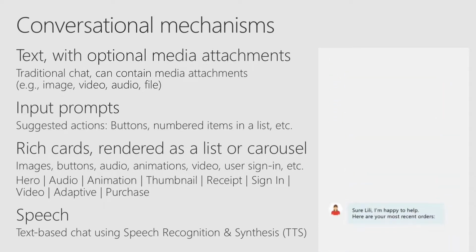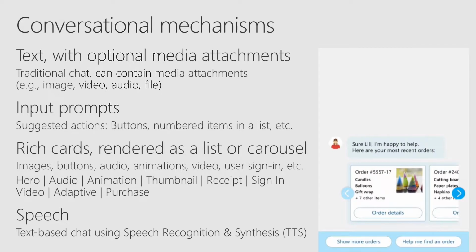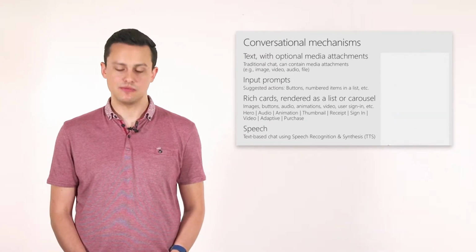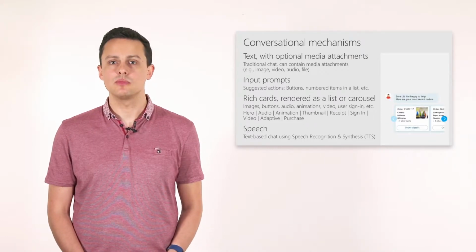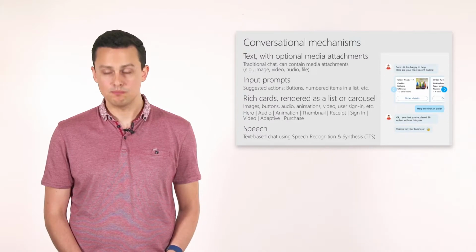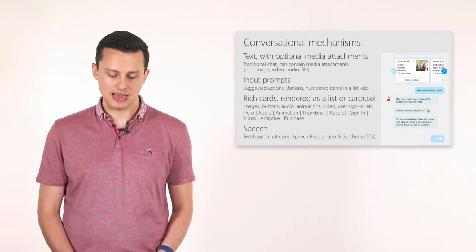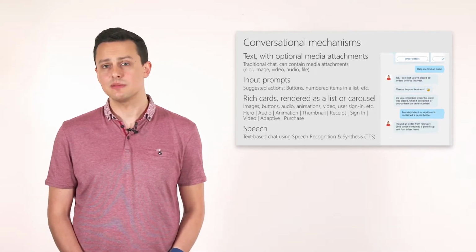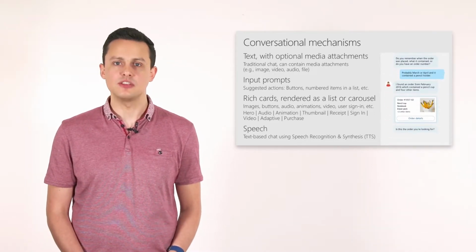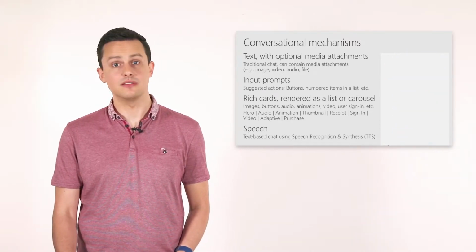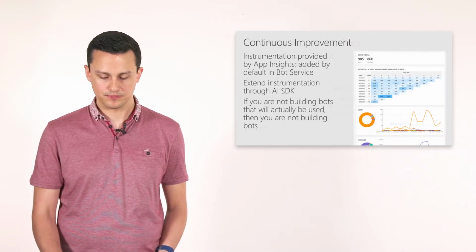In addition to text, you can send images, video, audio, and more. It also has a range of different options to allow prompting the user for input. For example, buttons, lists, and carousels. And it also has inbuilt support, for some channels at least, for speech to text. And that will allow a user to use their voice to interact with your bot.